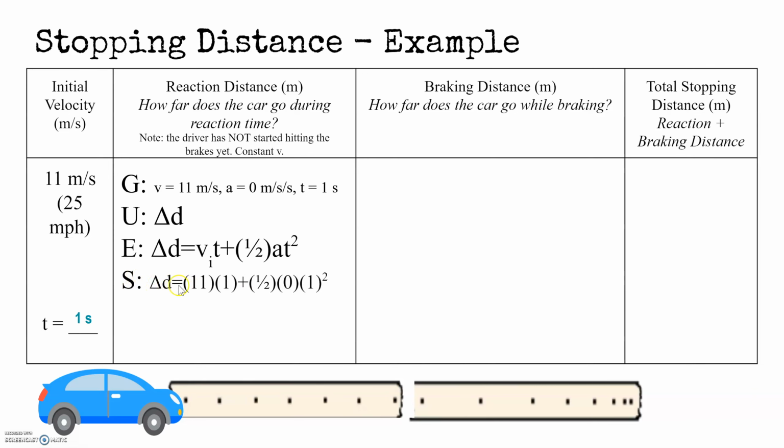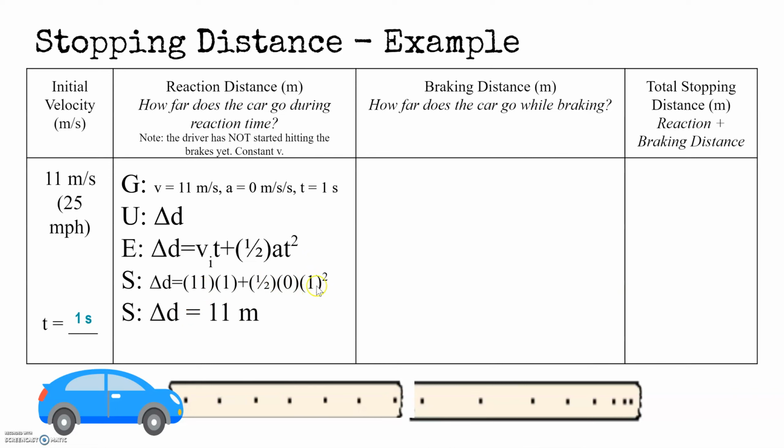So displacement is equal to initial velocity 11 times the time 1 second plus 1/2 times acceleration, which is 0, and time again is 1. This whole thing is just going to cancel out because there's a 0 that's multiplied to the other numbers. So really our displacement is going to be 11 times 1, which is 11 meters.